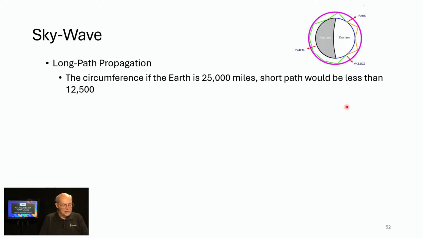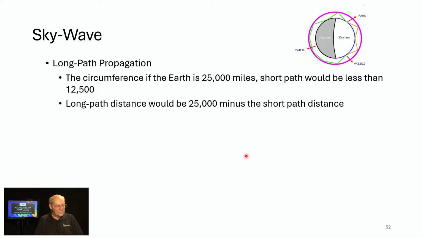Now it's good to remember that the circumference of the Earth is 25,000 miles. That means if you started walking here and you could walk on water, and you went all the way around the Earth and wound up back to where you started, that'd be 25,000 miles. So the short path, if we pick a spot here, halfway around is going to be 12,500 miles. So the short path is going to have to be less than 12,500. The long path would be going around the other way, and it would be more than 12,500. This is going to come up again when we look at Earth-Moon-Earth propagation. So just kind of remember the 12,500 number.